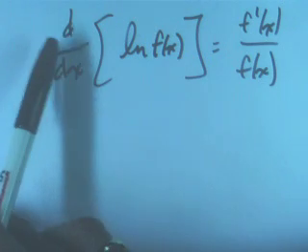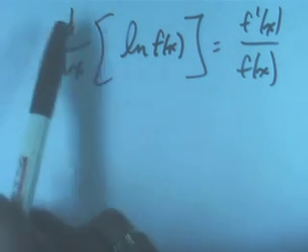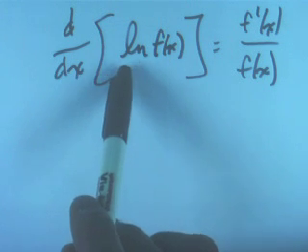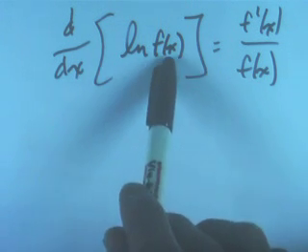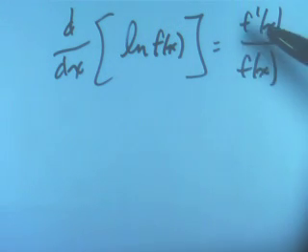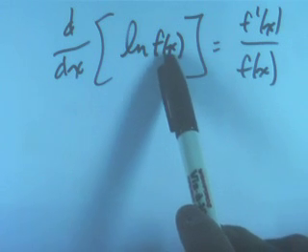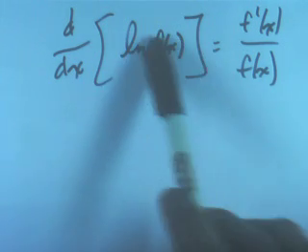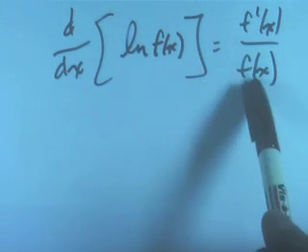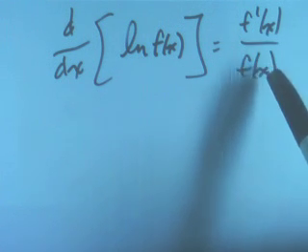If we're trying to differentiate here, we have the derivative symbol as an operator, and the operand or argument is the natural log of some function. Then when you perform the operation, you get a fraction, a ratio. In the denominator is the argument of the logarithm, and in the numerator is the derivative of the denominator.